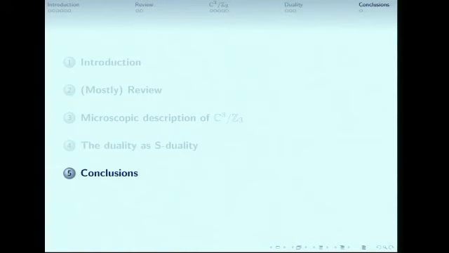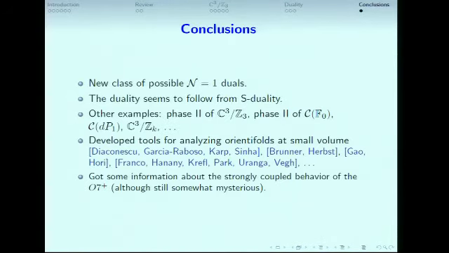Let me conclude. I think we're ahead of time. So we found a new class of possible N=1 duals. This is a duality that seems to follow from S duality by this simple argument I just presented.